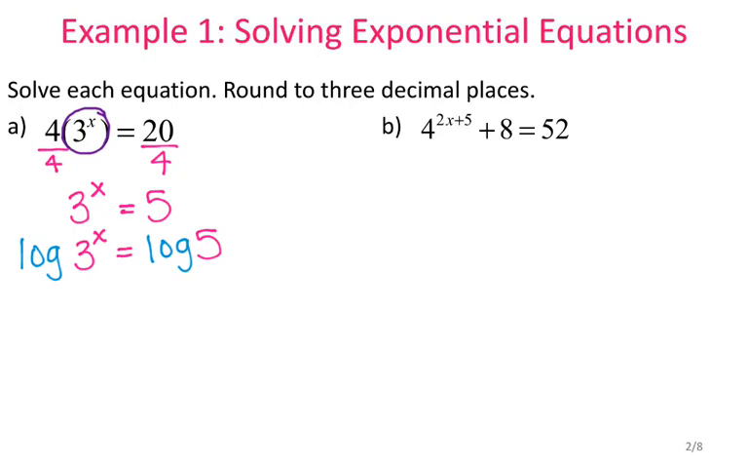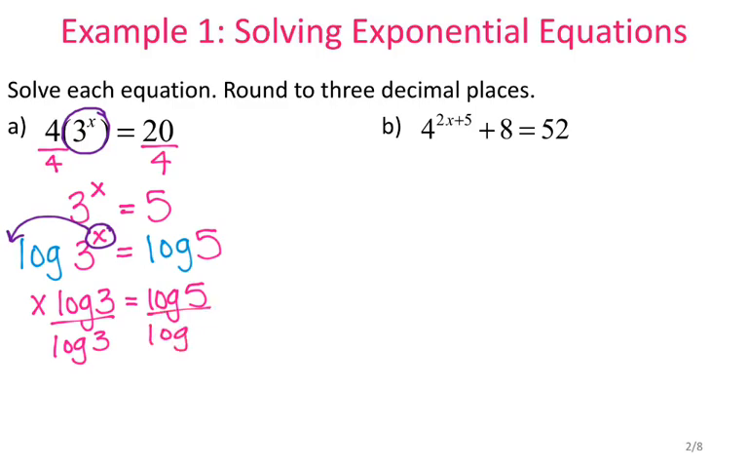And I have a logarithmic property that allows me to move that exponent. I can go ahead and move it to the front. So now what I have is x times log of 3 equals log of 5. So log of 3 is just some number. It's a decimal. You can plug it into your calculator. Same with log of 5. So right now x is being multiplied by some number, so I want to undo that. So I'm going to divide. So I have x equals log of 5 divided by log of 3.